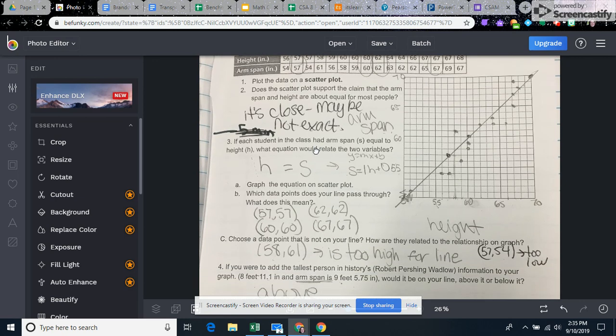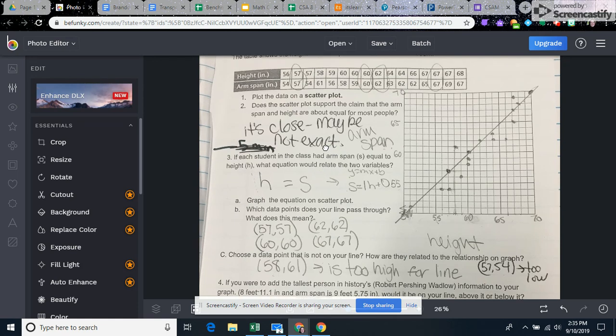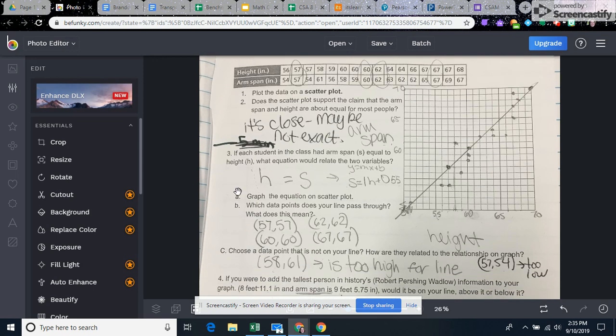Number 3 says, if each student in the class had an arm span equal to height, what equation would relate these two variables? Well, if we're using S for arm span and H for height, and we're saying that they're equal, then we're just putting an equal sign between our H and our S. Okay? And then we can make that look like a graph.